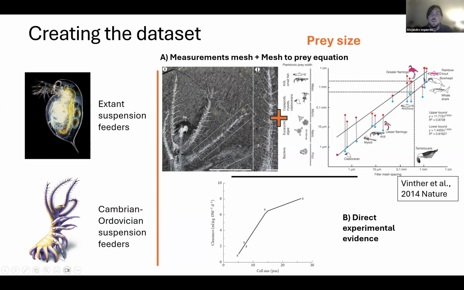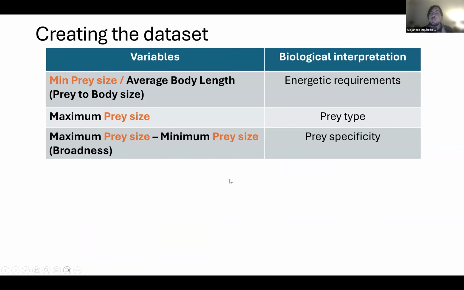So all of them together have prey size as our main focus. And from that, we can create different physiological variables. One of them is the relationship between their prey size and their body size, which we call prey to body size, which tells us what type of energetic requirements the animal has. Another thing is, of course, both maximum prey size and minimum prey size can themselves be informative.